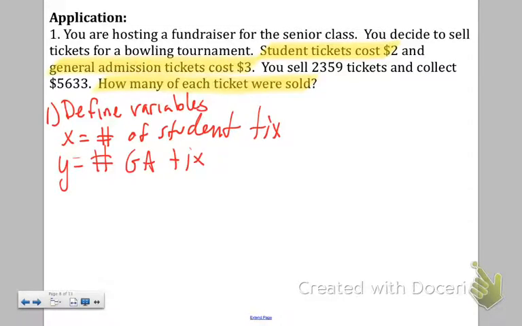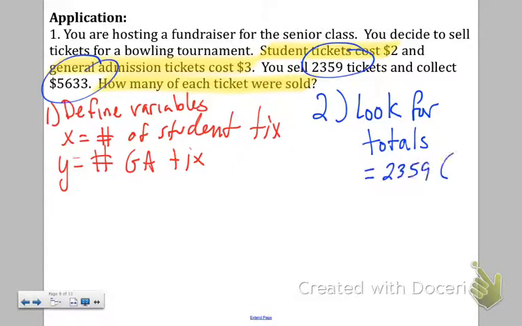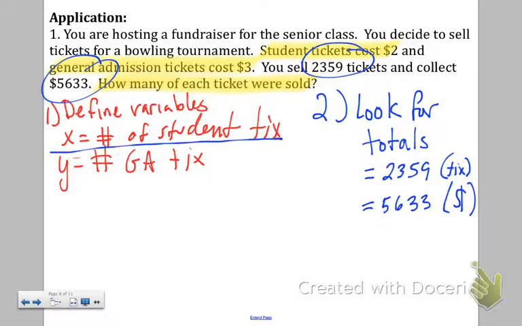So you define those two variables, and then the first step in setting up your actual equations is to look for totals. So we have a total number of tickets and a total of money. How do I get the total number of tickets? Well, since x stands for the number of student tickets, plus y stands for the number of general admission tickets, that should give you the total number of tickets.